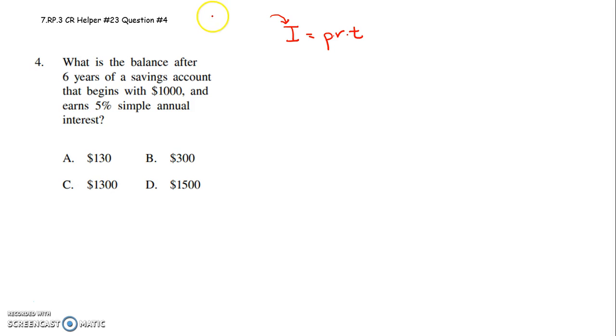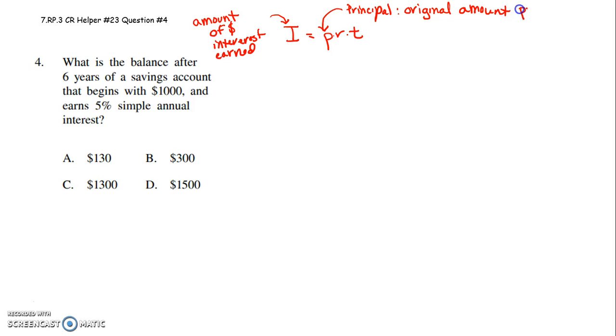I is the interest earned. It's an amount of money. It's interest earned. It's that extra money you earn for letting the bank borrow your $1,000. P stands for principal. That's the original amount you invest or you put in the bank. Whatever your original deposit was at the very beginning when you opened that banking account, that's the principal.